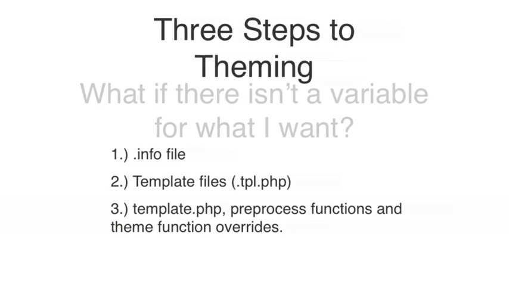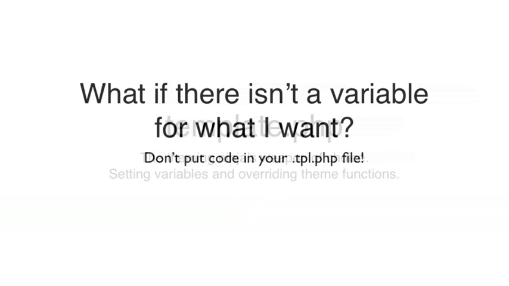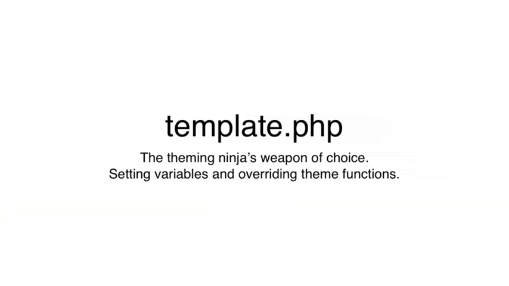theming functions. So what if there isn't a variable for what you want to do in your page TPL or in your node TPL? You've already done a dump of all possible variables, and it's just not there. You've got something else unique and custom. Well, I'm sure you've heard this on multiple occasions, but you actually don't put complicated PHP code in your TPL files. You put complicated logic in your template.php. So we are actually going to discuss today how to create those new variables and override existing ones. So welcome to template.php, the theming ninja's weapon of choice.